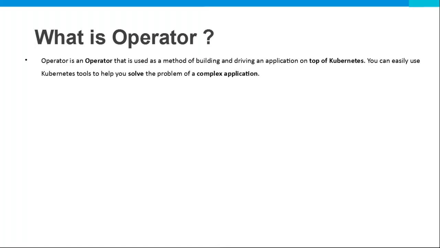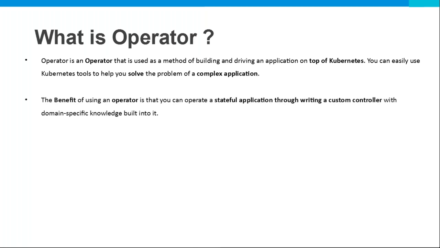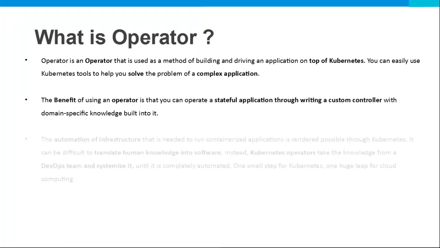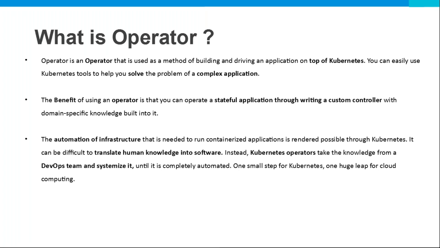And from Opsmx, we have put in our Spinnaker, which is an easy approach for you to install it. It's just 2 to 3 steps to follow and install. The benefit of using an operator is you can maintain stateful applications through writing a custom controller. So it makes automation easy for you, and Kubernetes operators take the knowledge from a DevOps team and systemize it.